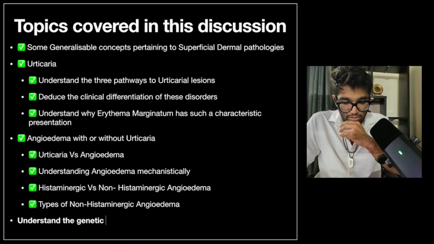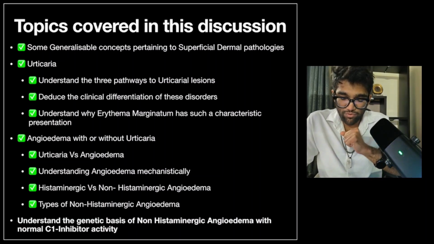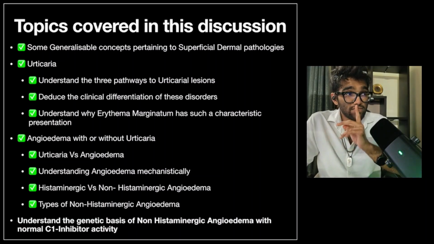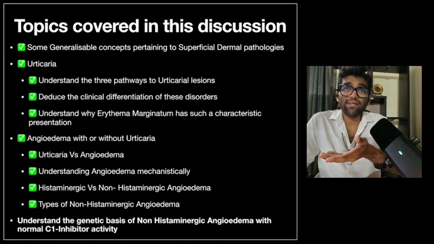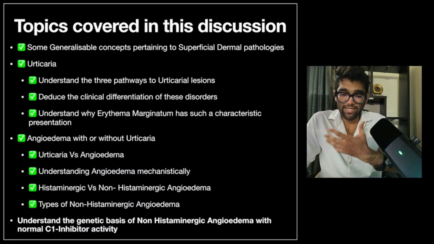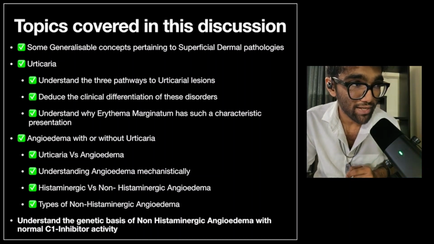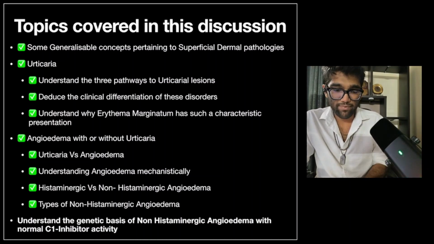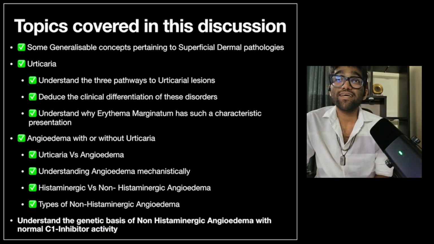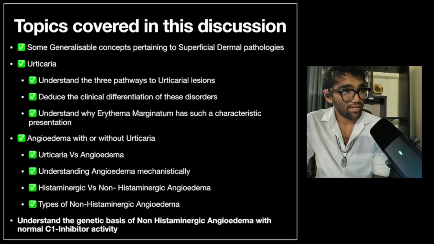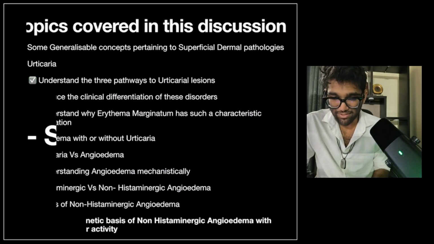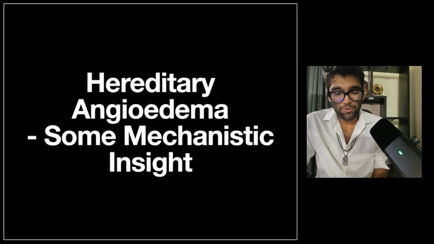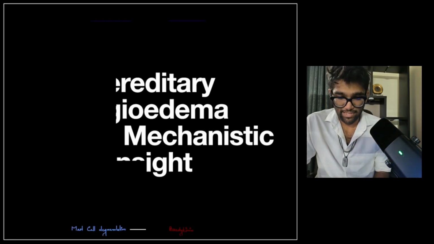Now we're going to try to understand the genetic basis of non-histaminergic angioedema with normal C1 esterase inhibitor activity. This can be skipped if you are not interested in understanding the genetics in great detail, because it's going to be a little complicated. However, if you are interested in the details and you want to get to the final diagnosis, please consider watching the rest of the video. So, let's talk about hereditary angioedema and gain some mechanistic insight.